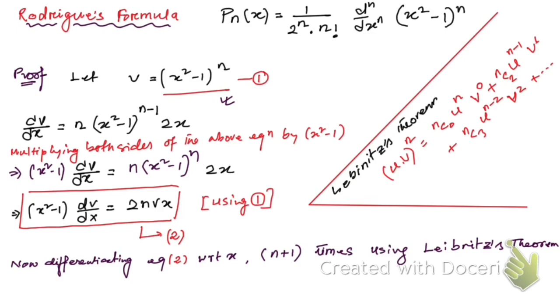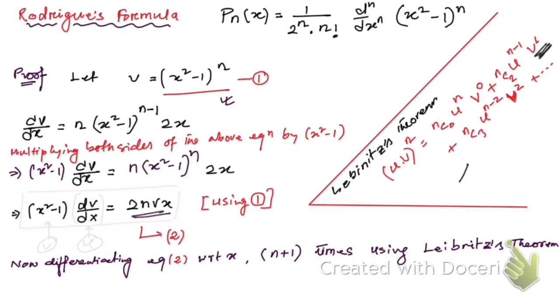So that's the Leibniz theorem. Okay, so I hope you have understood this. Now you see, if we use that formula here in equation number 2, then what we're going to have: here we're going to take this dv/dx as u, and we're going to take this x square minus 1 as v. Now let me differentiate it n minus 1 times.